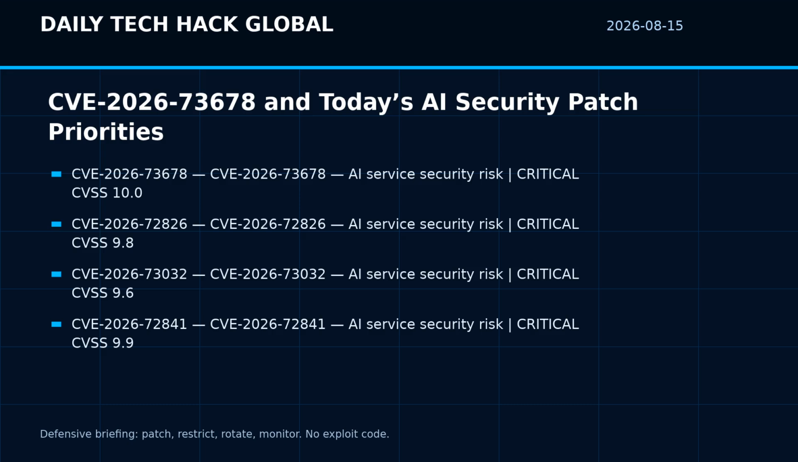If your team runs cloud workloads, AI services, developer pipelines, or internet-facing infrastructure, today's security question is simple. Which patch changes your blast radius first? This is Daily Tech Hack Global for August 15, 2026. The facts in this briefing come from NBD, CISO when reachable, and linked vendor advisories. I will keep the discussion defensive, no exploit commands, no payloads, and no step-by-step attack chains.